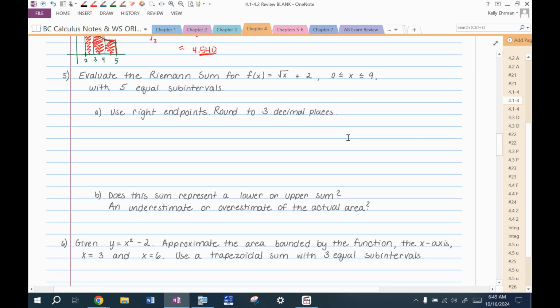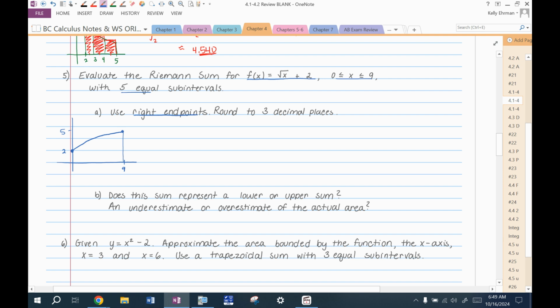Evaluate the Riemann sum for f of x equals radical x plus 2 on 0 to 9 with 5 equal subintervals. Use right endpoints. So this time it doesn't say an upper or a lower. I'm still going to sketch the graph here. And this says round to 3 decimal places. So again, we will use a calculator. So when you plug in 0, square root of 0 plus 2 is 2. When you plug in 9, square root of 9 is 3 plus 2, it's 5. I know that a square root graph has sort of a curve like that.